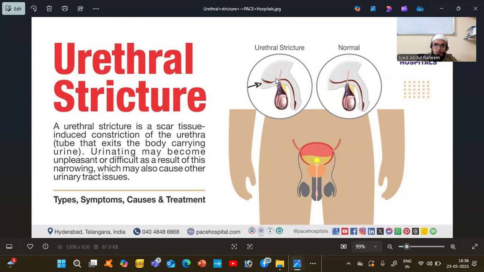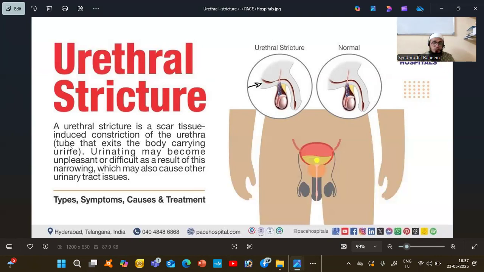Here you can see this is the blockage. And this urethral blockage is there. Urethral stricture is a scar tissue, an extra amount of tissue deposited in the pathway of the urethra. The urethra is carrying urine away from the urinary bladder to the outside environment. So what happens if the tissue becomes connected, the urethral stricture? What happens?